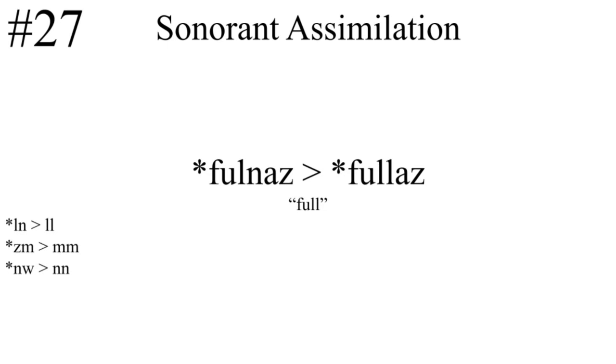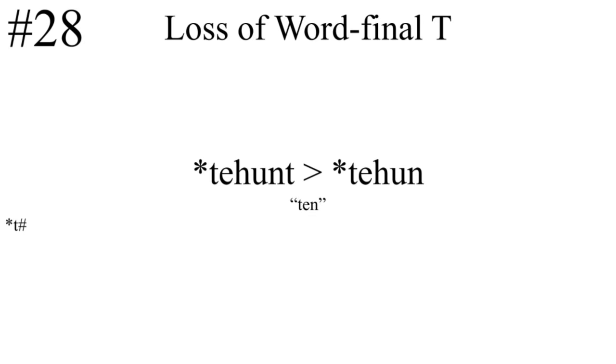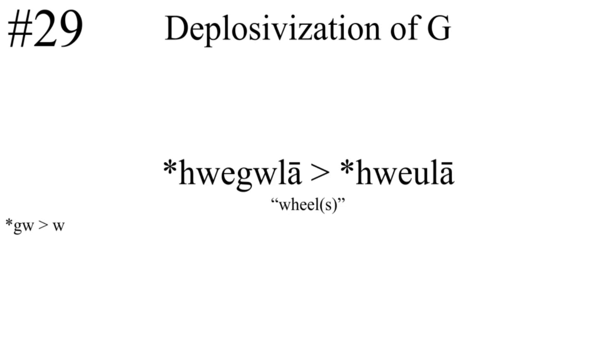becomes nwa becomes n, and zum becomes m. This may affect other combinations of voiced consonants. Word final t disappears after an unstressed syllable. This pretty much only affects the ablative ending, which doesn't even exist in Germanic. Wa becomes wa. I guess that explains why there aren't any gwa words in English.